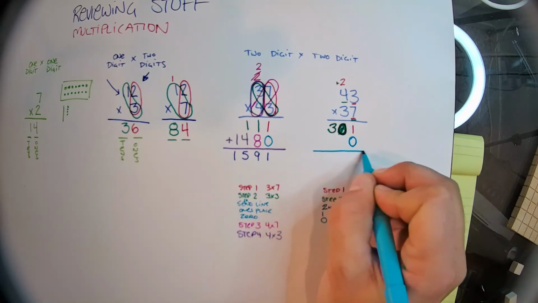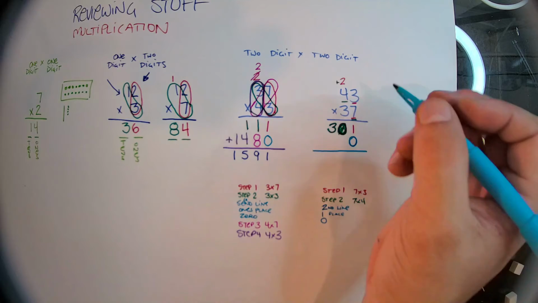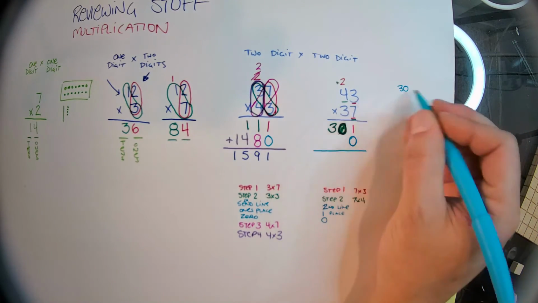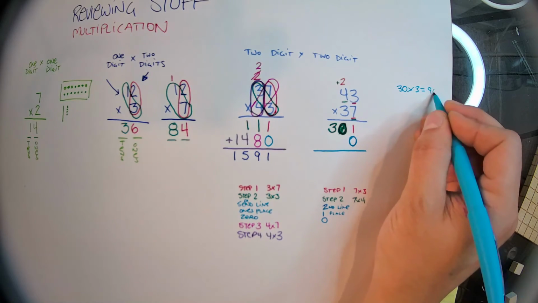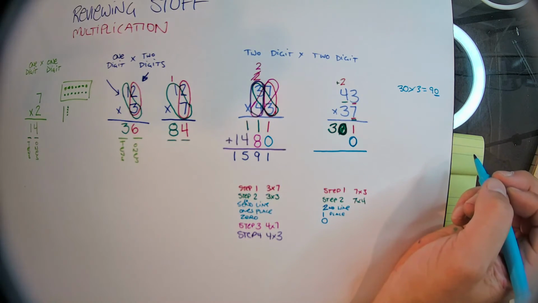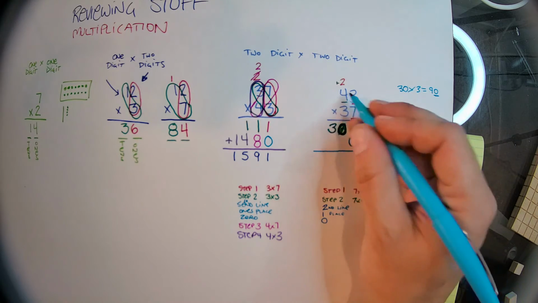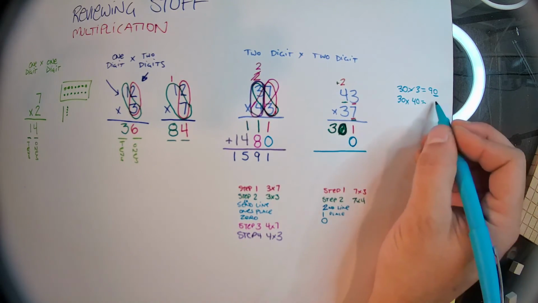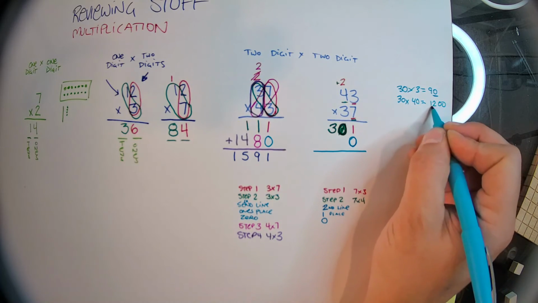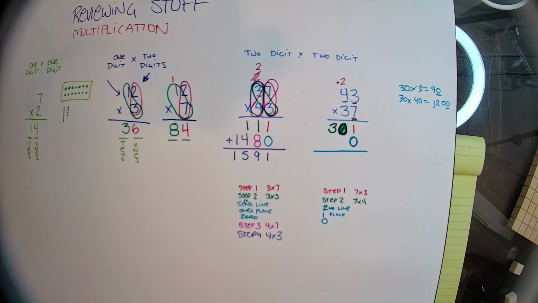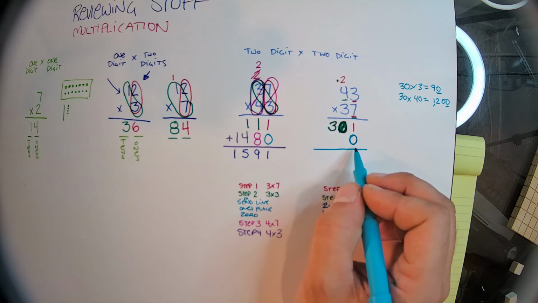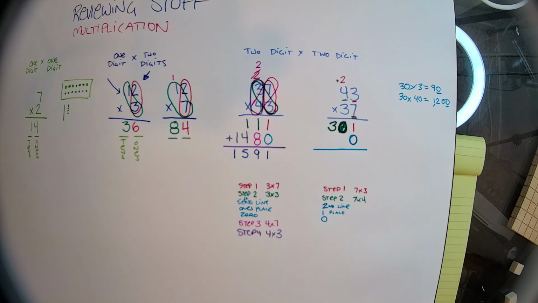All right, once again, the reason why we have to put that 0 there is because if I take 3 tens, which is 30, and I multiply it times 3, that gives me 90. There's a 0 in the ones place. If I take 3 tens and multiply it times 4 tens, that gives me 1,200. There's a 0 in the ones place. So no matter what math we do on step 3 and step 4, there will always be a 0 in the ones place. So we put the 0 in the ones place.